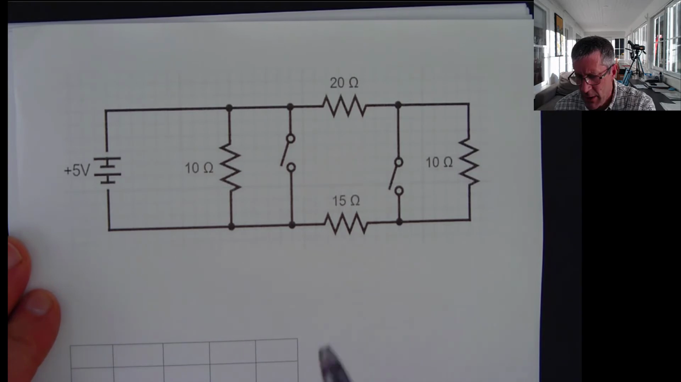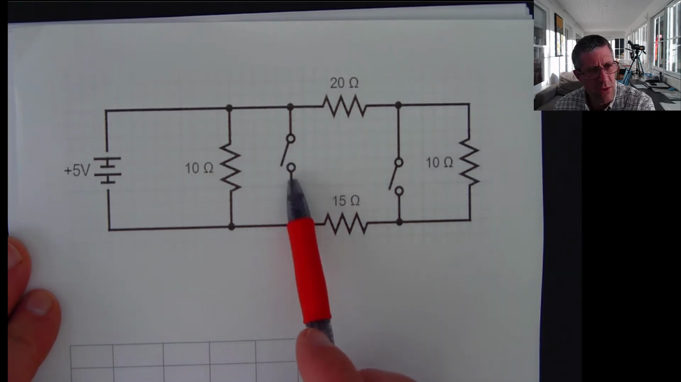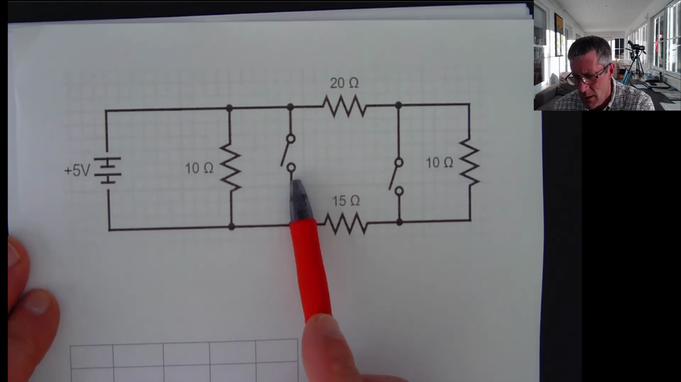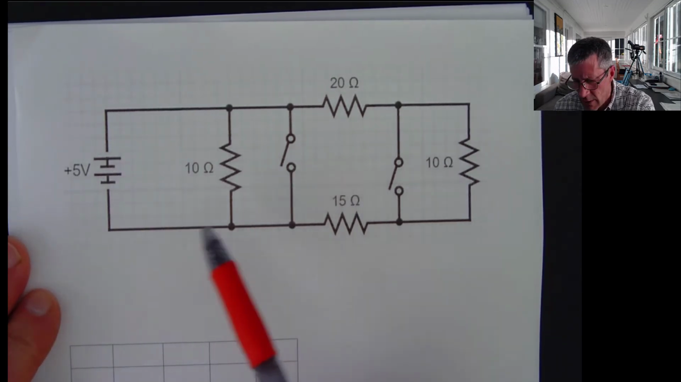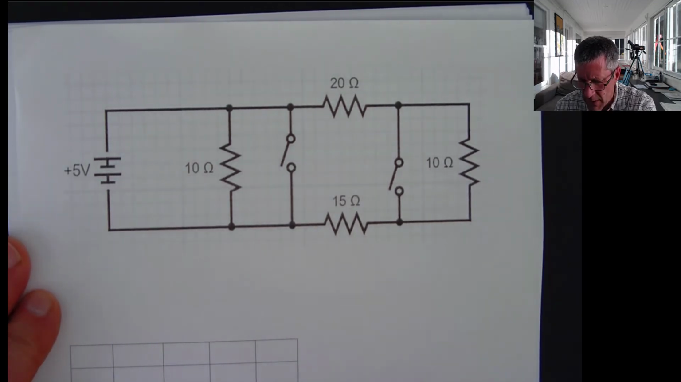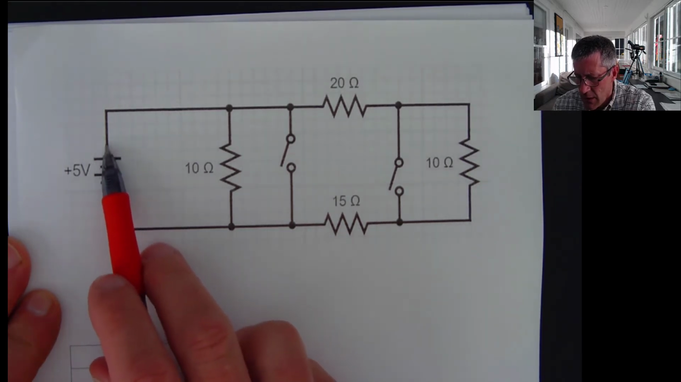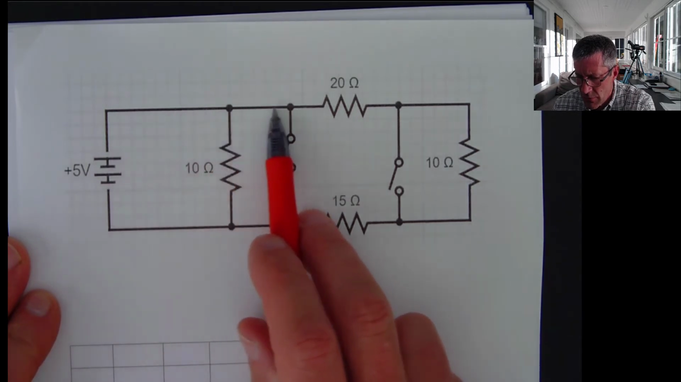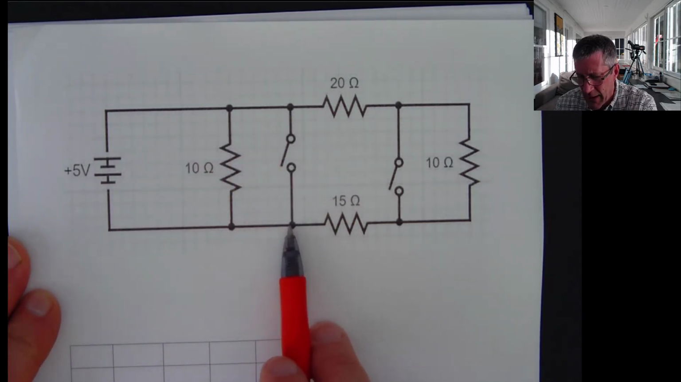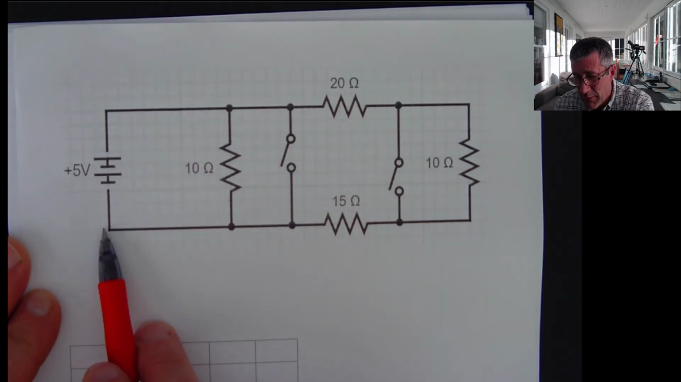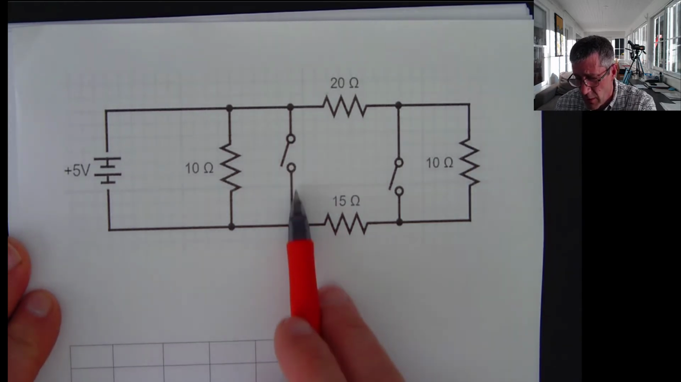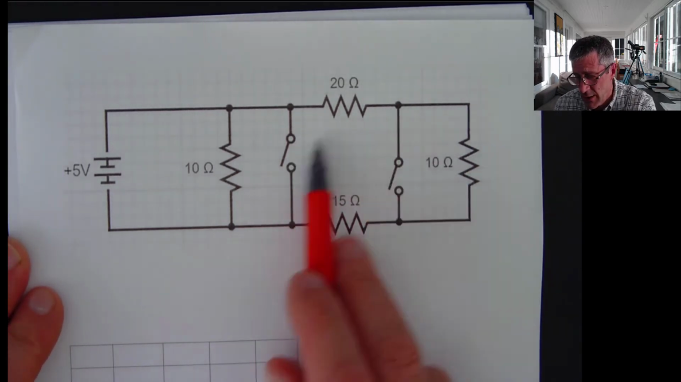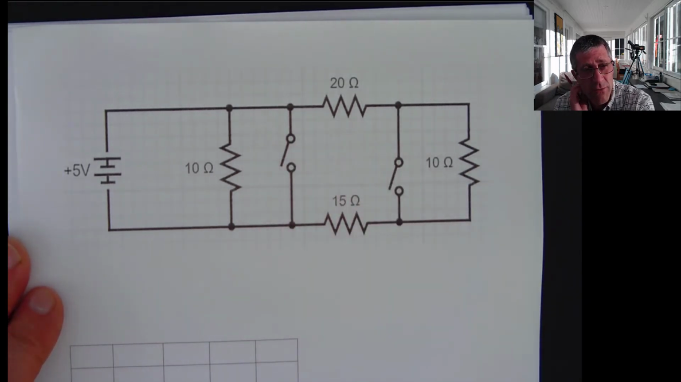A couple of points to make about switches. Notice this is open, so nothing is happening. If I was to close this switch, I would short out this circuit. I could have my electrons flowing from my positive side to my negative side, and the charge would flow along the path of least resistance, and it would bypass all the resistors. So if I close this switch, none of the current actually flows through any of the resistors.